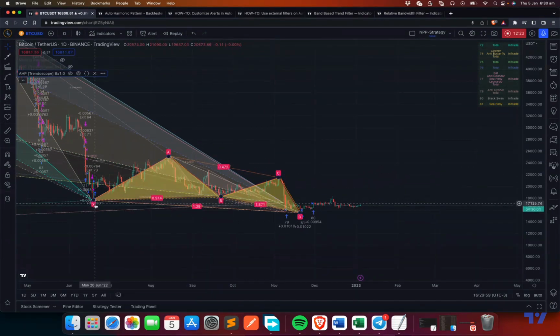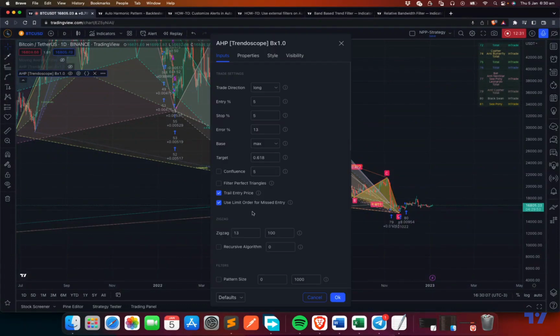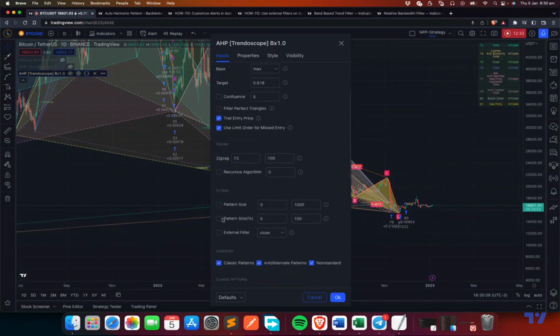Yeah, the first one is the size of pattern in terms of bars. So if you want to trade only bigger patterns, what you can do is check this option and let's say 5 to 20, or you can define what is the percentage range where you want to trade, something like that.